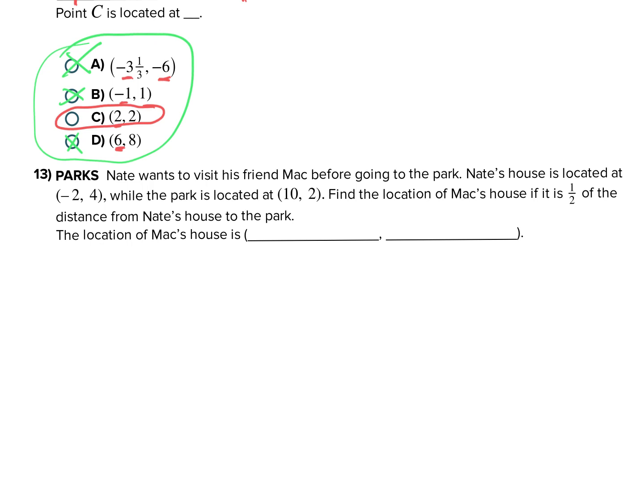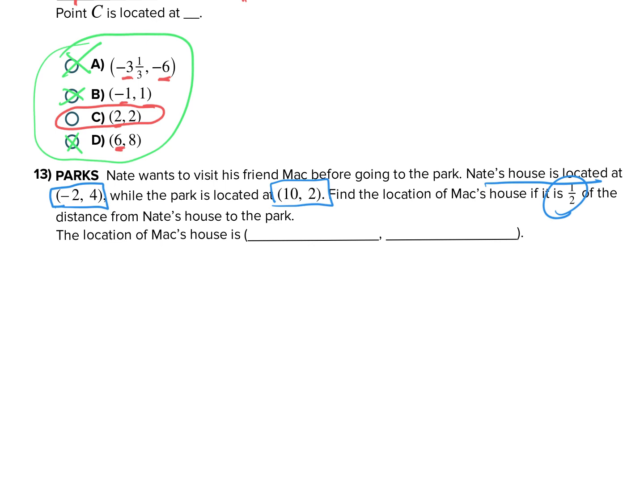Number 13 is similar. You're not given a graph in the question, but I will always provide graph paper for you when taking a test. So Nate wants to visit his friend Mac before going to the park. Nate's house is located at -2, 4, and the park is located at 10, 2. Find the location of Mac's house if it's half of the location.